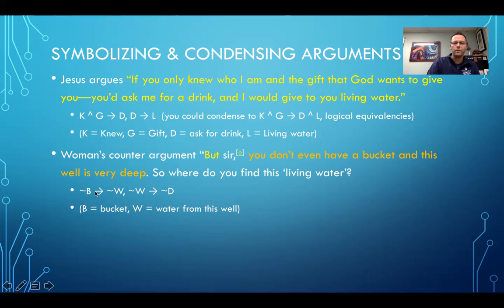If you don't have a bucket, remember, whenever you see an arrow, you read an if then. If you don't have a bucket, then you will not, this is a tilde, so this is a not, you will not get water from this well. Notice I distinguished water from this well from L, the living water, because Jesus is making a distinction, and he will counter her rebuttal in just a minute. So she says, if you don't have a bucket, then you can't drink water from this well. And if you can't drink water from this well, then why should I ask you for a drink, right?